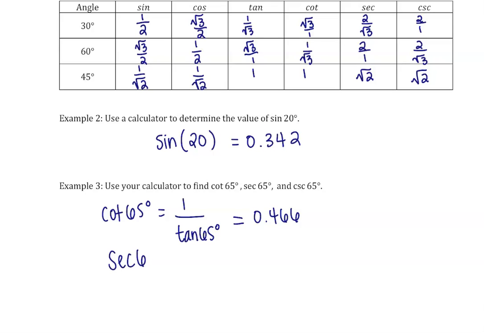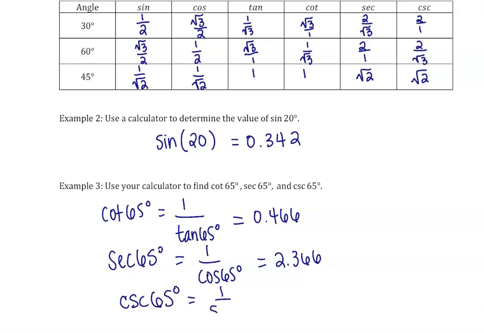Same for secant of 65 degrees. It's 1 divided by the cosine of 65 degrees, and that should give you 2.366. And then cosecant of 65 degrees is 1 over the sine of 65 degrees. So 1 divided by sine 65, you get 1.103. So again, just check to make sure that you're able to get these values out of your calculator.